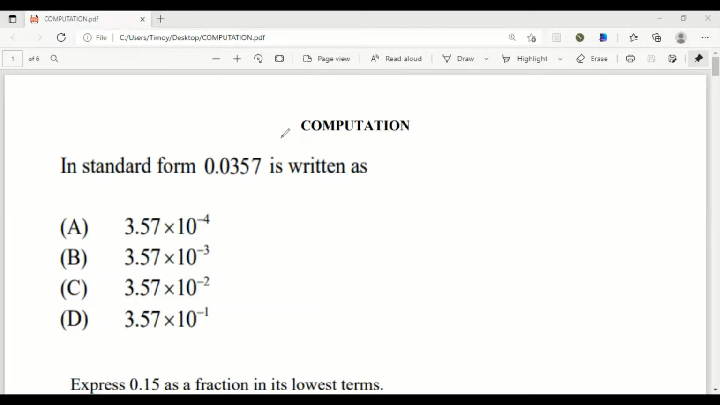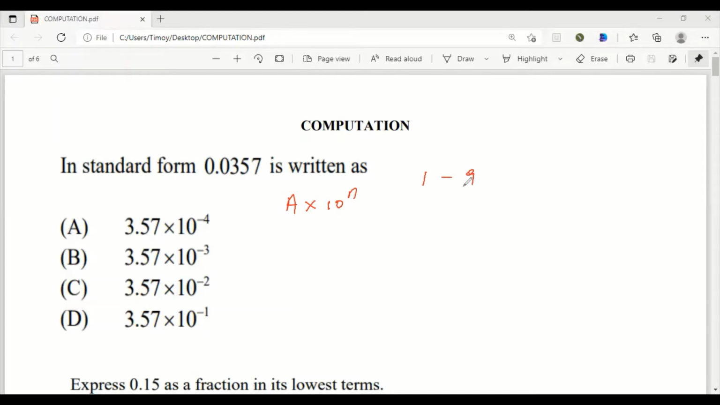Now, to our first question. In standard form, 0.0357 is written as. Now, what do we know about standard form? For us to have standard form, it has to be of this form, where it is a times 10 to the power of n, right? Where a has to be a number from 1 to 9, right? Now, what do I mean by this? It means that the digit in front of the decimal point should be a number from 1 to 9.